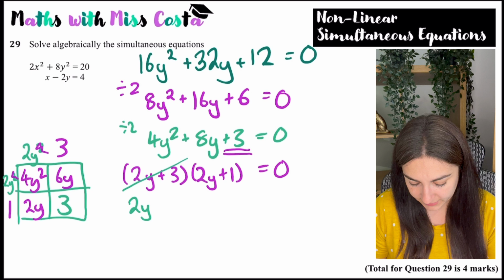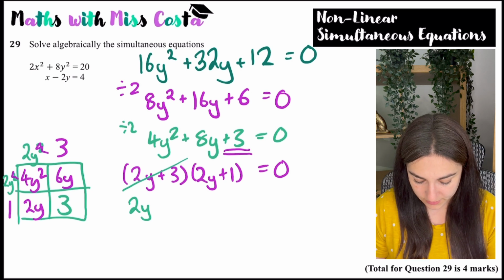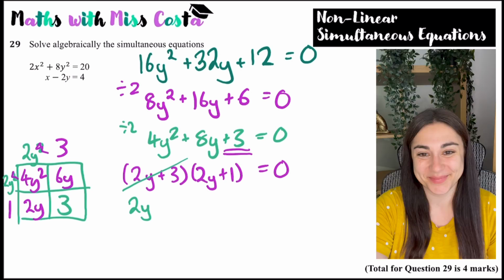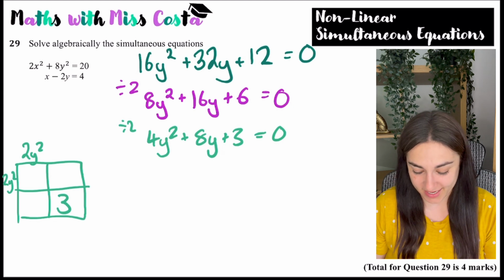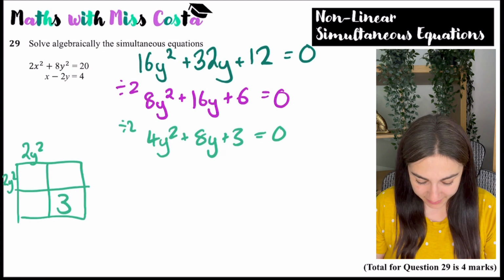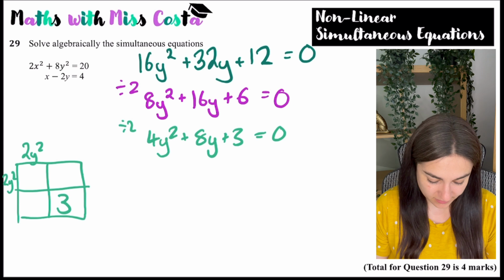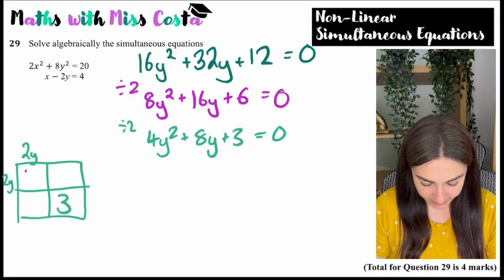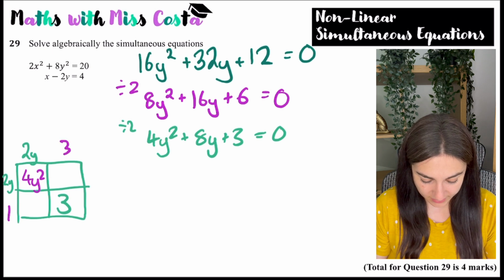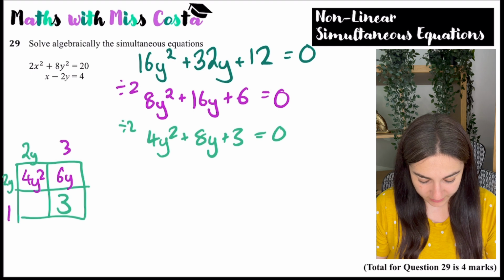So 2y plus, oh no. It just decided to shut down and restart itself, so I lost my working. But thankfully I have the memory of a goldfish, so I think I can remember. What did I say? 3 and 1. Yeah, so that would have been 6y, 2y, so that works.